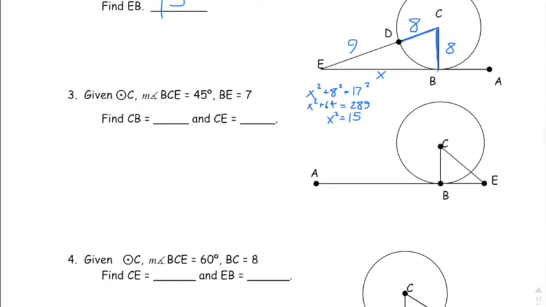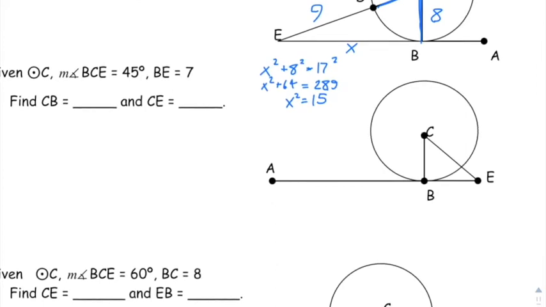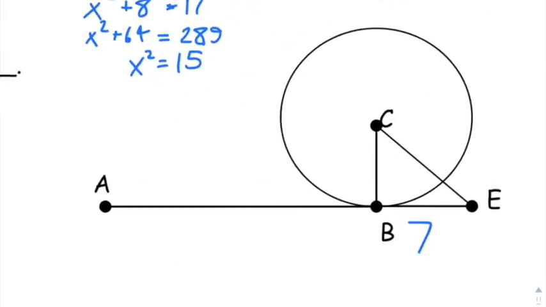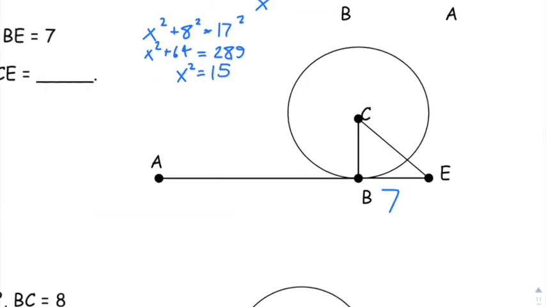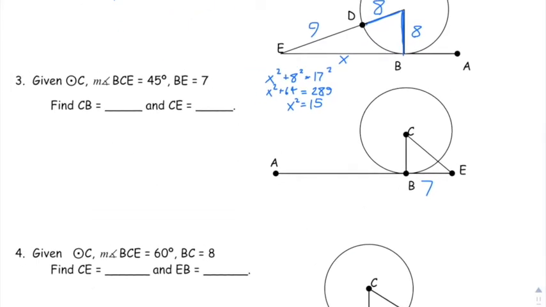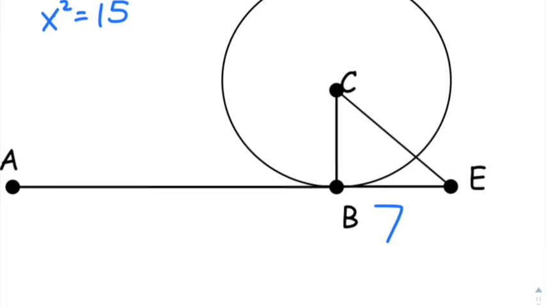Let's see what's going on with this one. Given that the angle is 45 degrees, and then you also have BE is 7. I guess we're going to find the other dimensions, or the other sides of the triangle, so CB and CE. Alright, so they tell us which angle is 45? BCE. So that's 45 degrees right there.